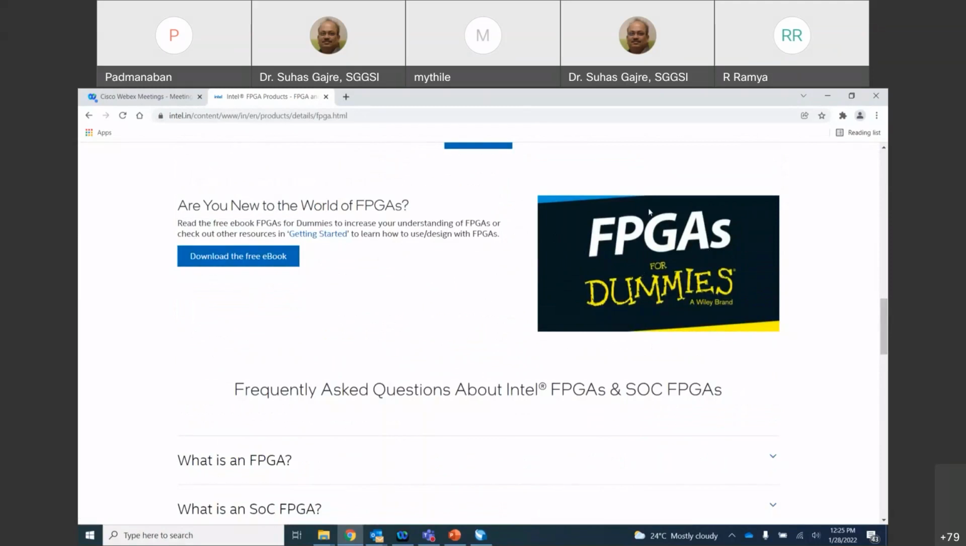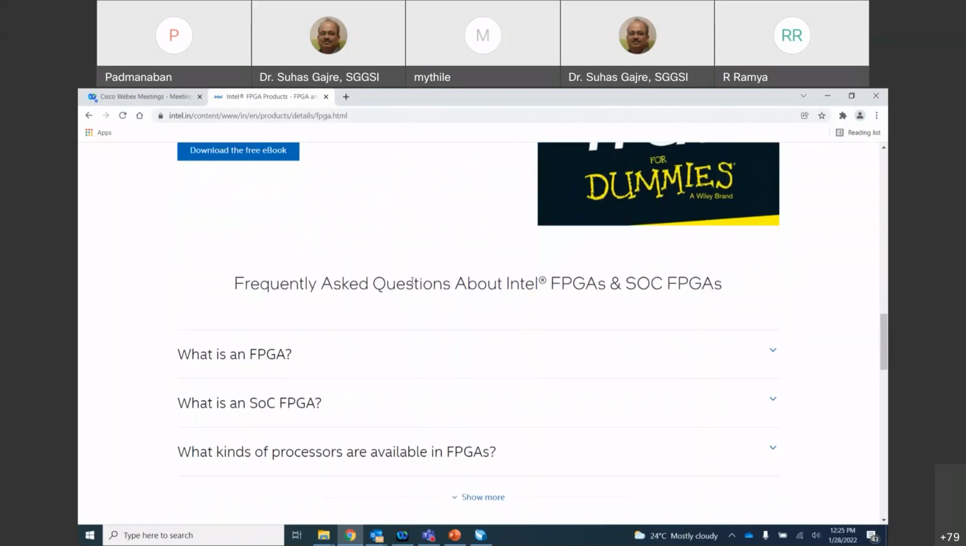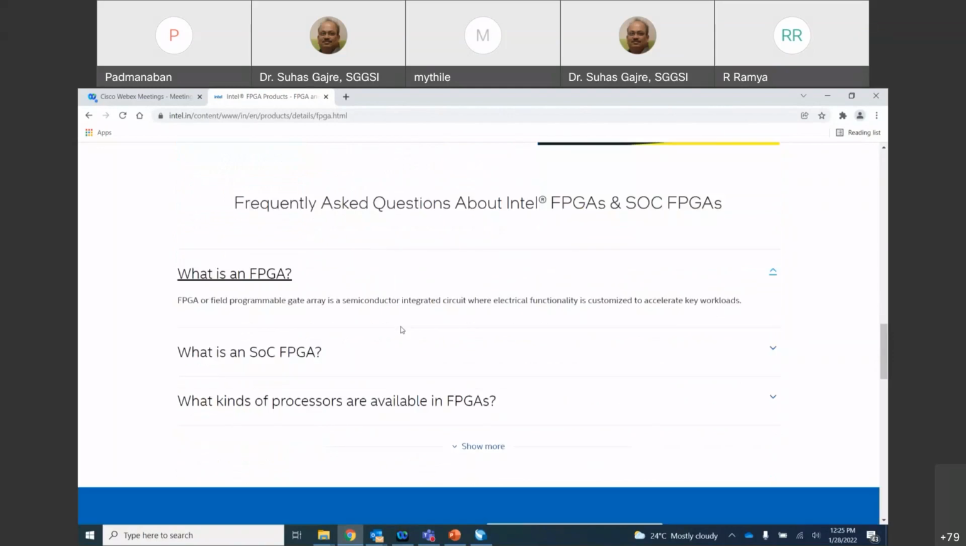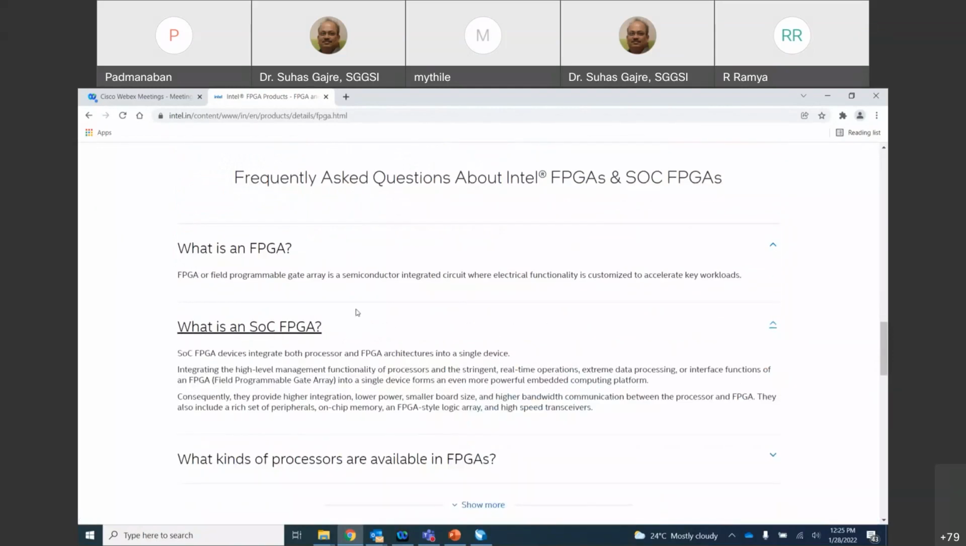This has all the information, like what is present inside the FPGA, the synthesis process, implementation, and what happens inside that algorithm. All the direct information is available. You can download this FPGAs for Dummies book if you require. And then what I wanted to show you is the SoC FPGA. What is an FPGA? This is what we discussed in detail yesterday. And today our focus is on what is an SoC FPGA.